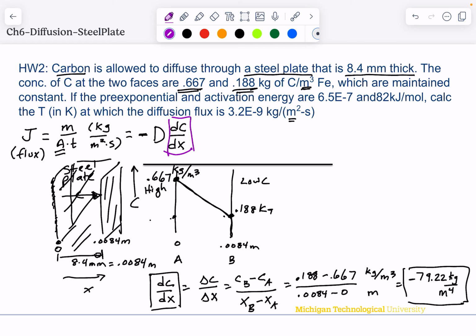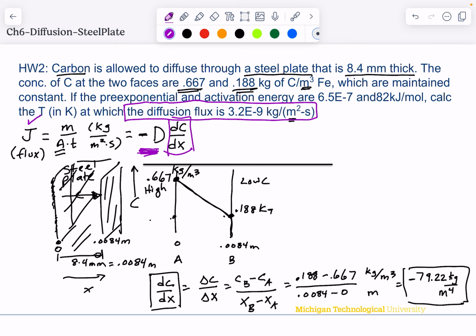All right, well, we're definitely going to need one more equation. So we are told what the diffusion flux is, right? So relative to this first equation, we know J, we know dc dx, and so we can calculate what D is. And that's going to be our next step, but I'm going to explain why, right?